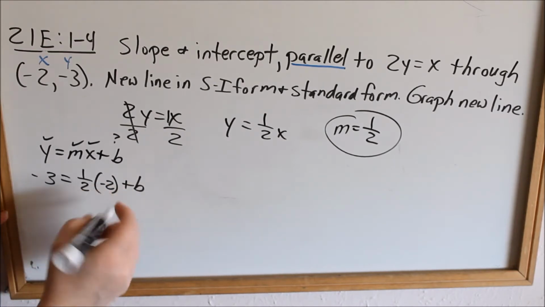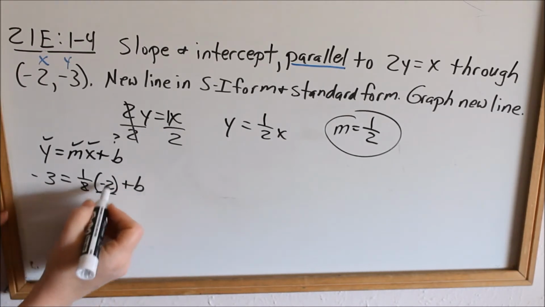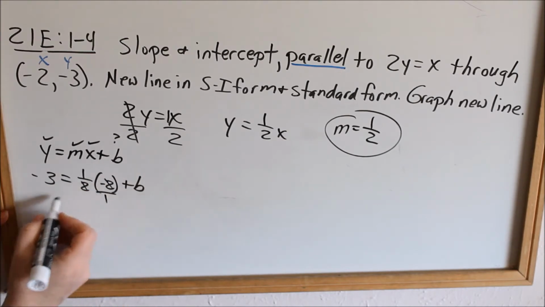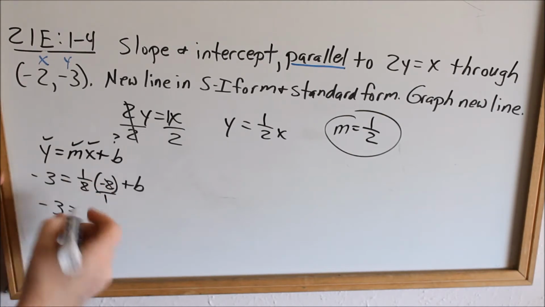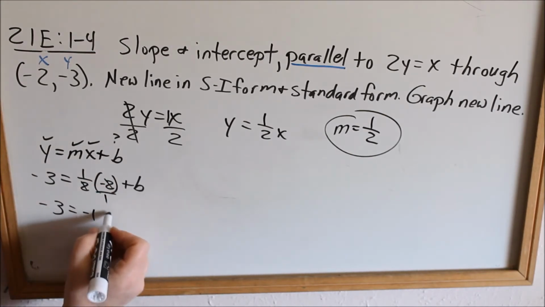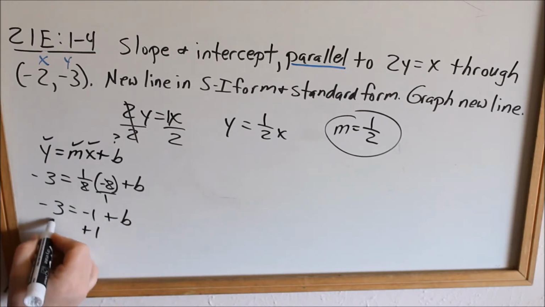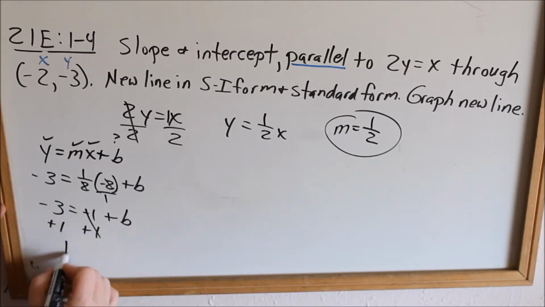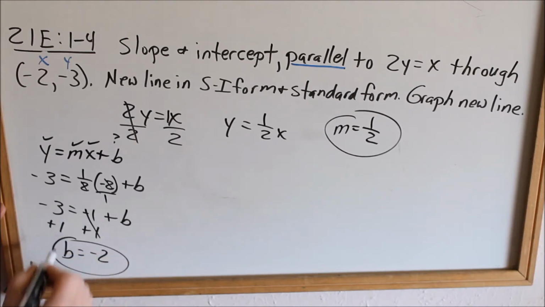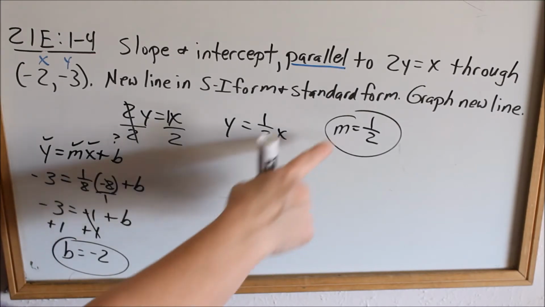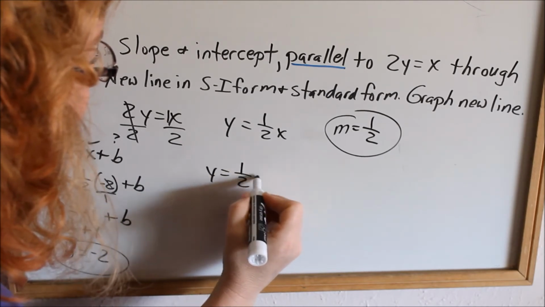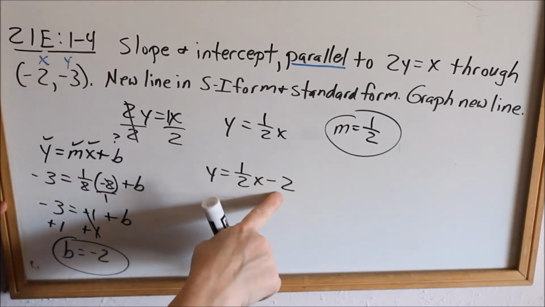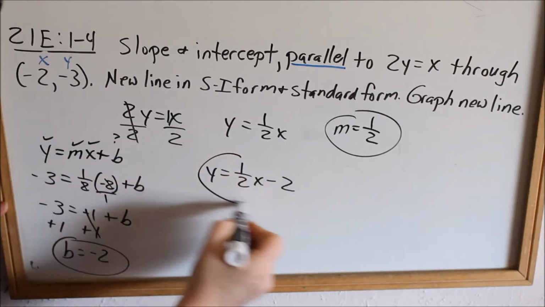I can turn any number into a fraction by putting it over 1. My 2's cancel, but my negative sign is still there, so don't lose that negative. So the 2's cancel, but then I would have a 1 times a -1, which is a -1. Plus b, solving for b, add 1 to the other side, so b is -2. So then it said, write your new line in slope-intercept form. We know the slope, we know the y-intercept, so we can write it as y equals 1/2 x minus 2, because my y-intercept is -2. That is one of your answers.